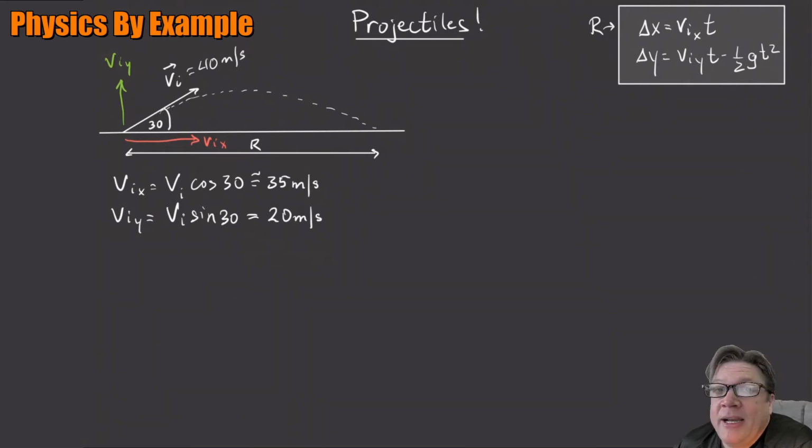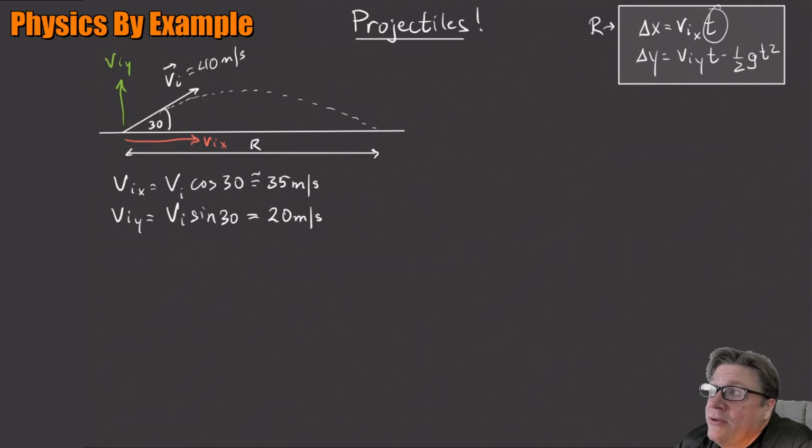Now, look, range is VIX times t, right? I've got VIX, 35 meters per second. But I don't know t. I need to figure out how long it's in the air. Remember, that was almost always we're going to want to know that. That's going to be our key to figuring these things out. So how do I figure out how long it's going to be in the air?